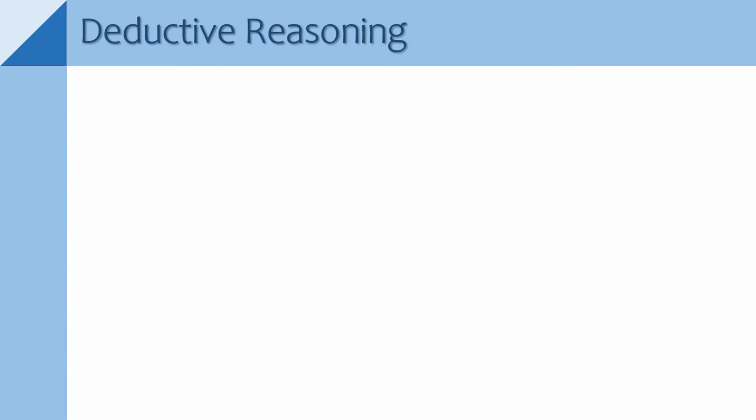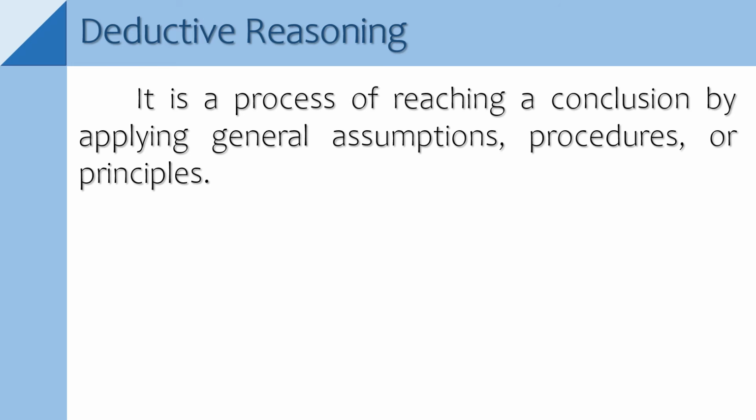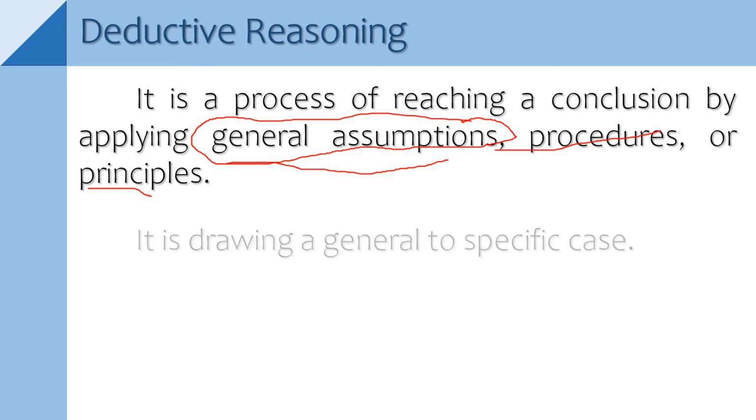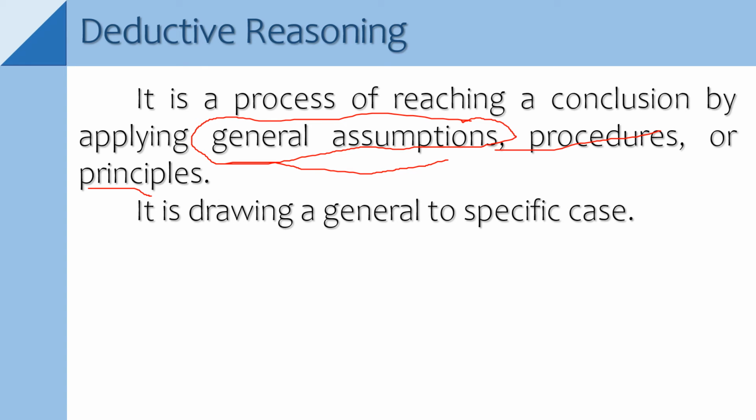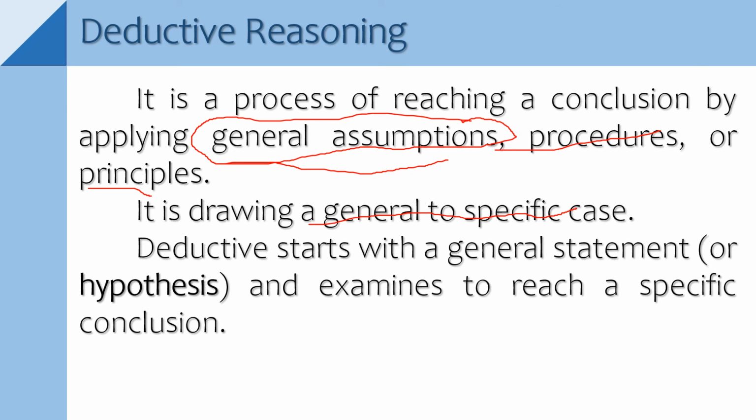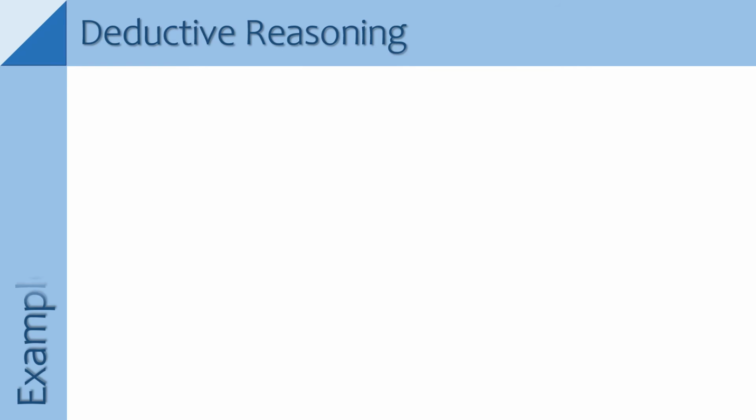Okay, next, deductive reasoning. It is a process of reaching a conclusion by applying a general assumption, procedure, or principle. Here we use a general example as our assumption. So it is showing a general to specific case. Deductive reasoning starts with a general statement or hypothesis and examines it to reach a specific conclusion.